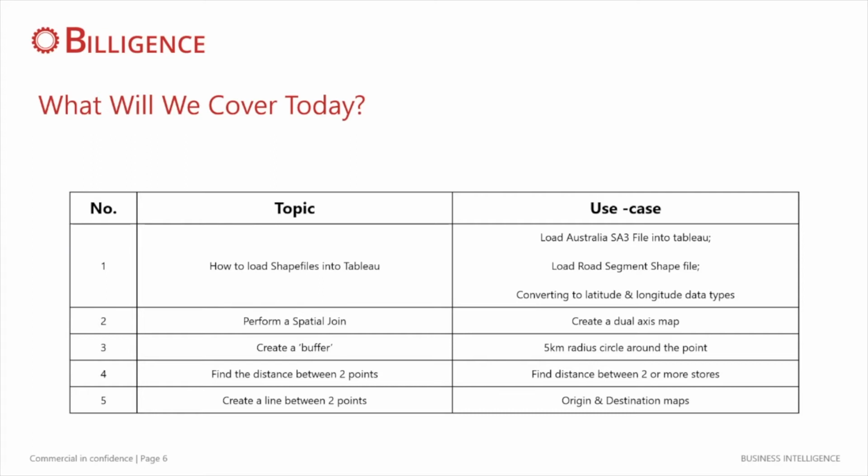Those sorts of things are predominantly used in retail, and we would like to show in Tableau how you can do that. And the last one is creating a line between these 2 points. There's a concept called origin and destination maps in Tableau, or essentially they call it spider maps. And we would like to demonstrate how you build that and where you would use it.